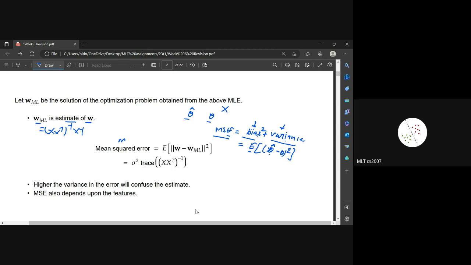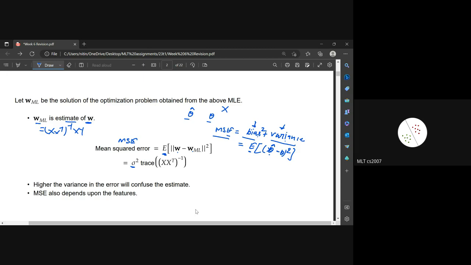In our case, W_ML is our estimator for your true W. So what will be the mean squared error in this case? It is the distance between the estimator and the true W, and how that varies for different data sets, so the expectation of that. That's how you define your MSE. If you solve this using the distance function and (X X transpose) inverse X Y, you see that this expectation is nothing but sigma square times the trace of (X X transpose) inverse.